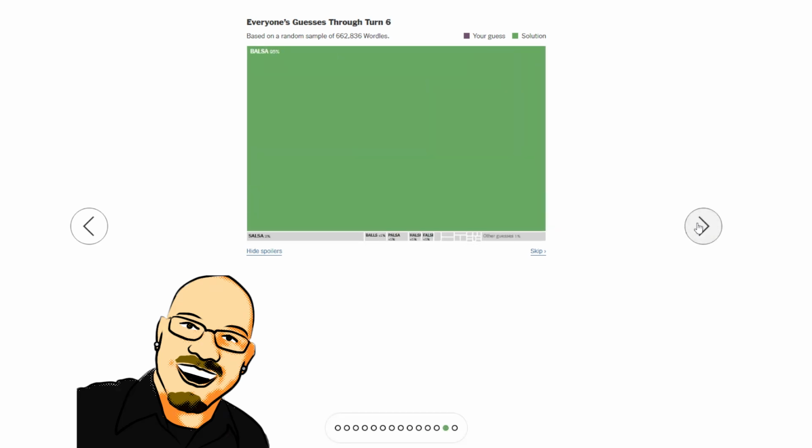Turn 5, 78, turn 6, 95. So I'm guessing these 5% didn't know what balsa was. Balsa, a type of wood.